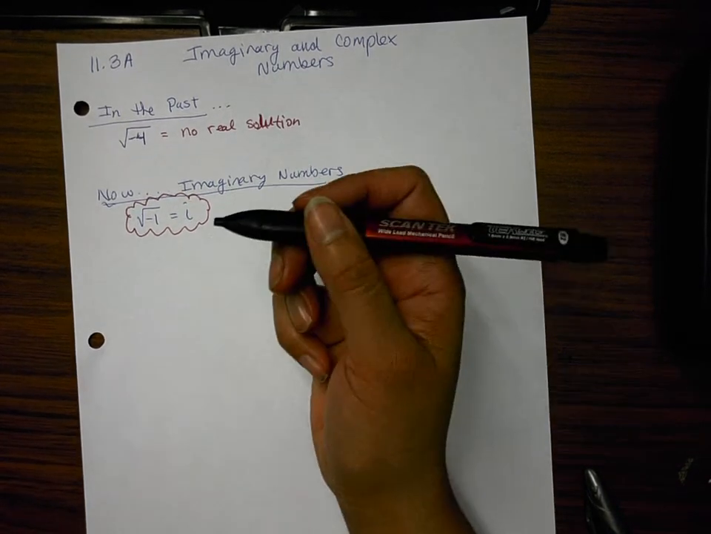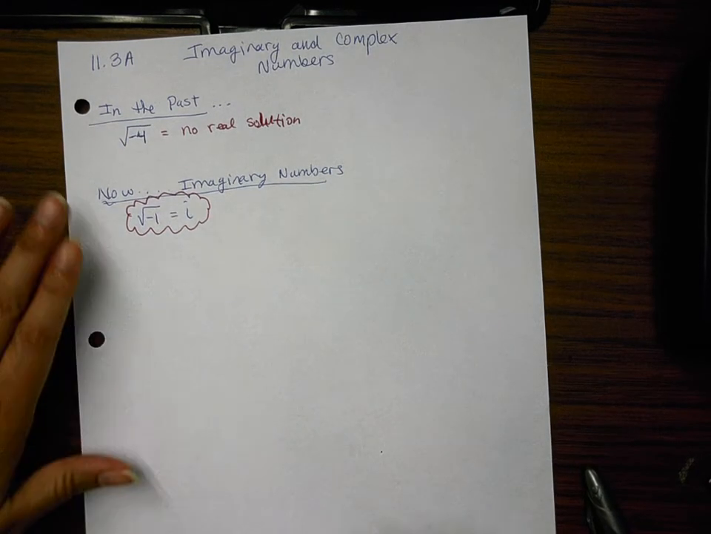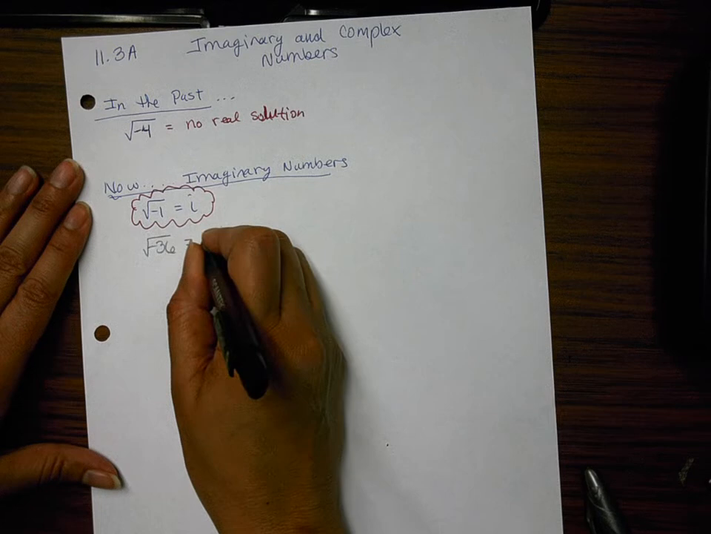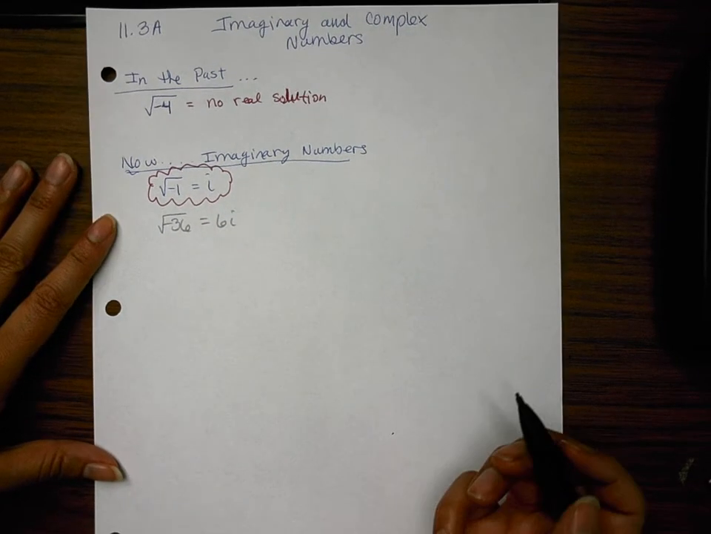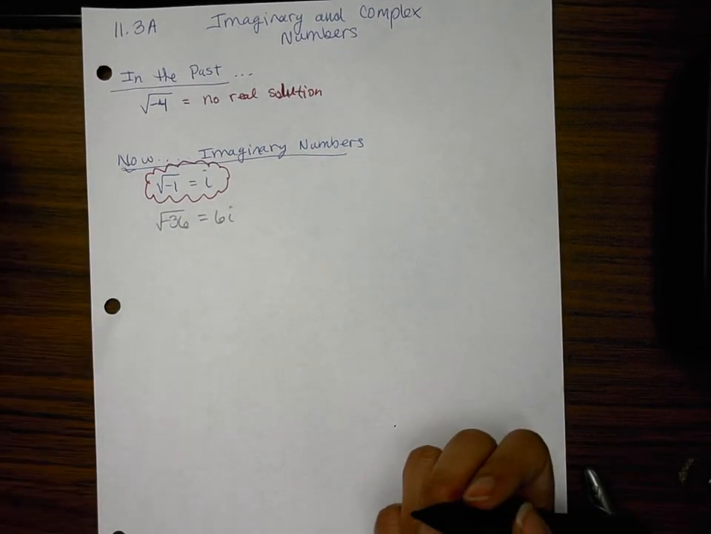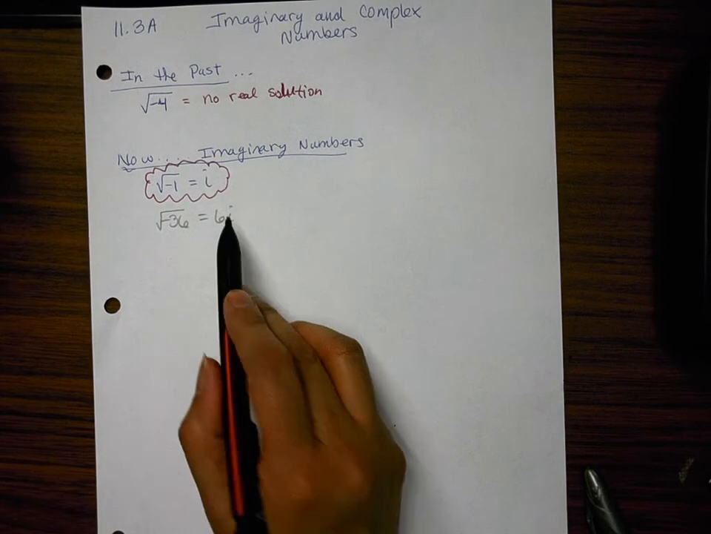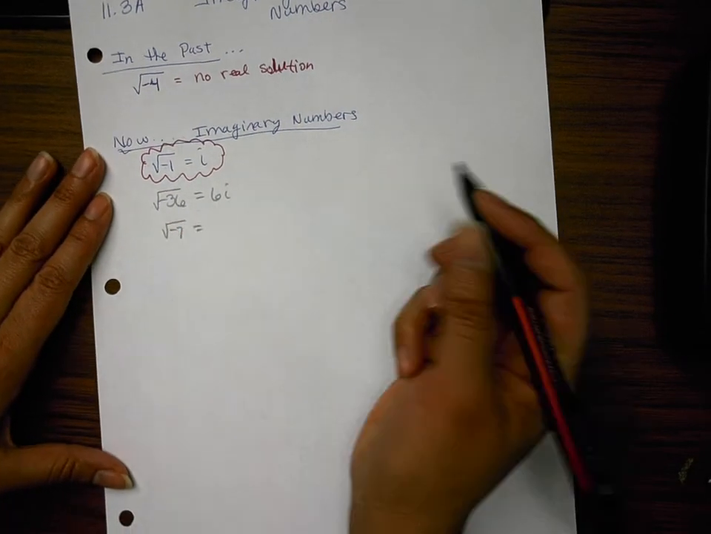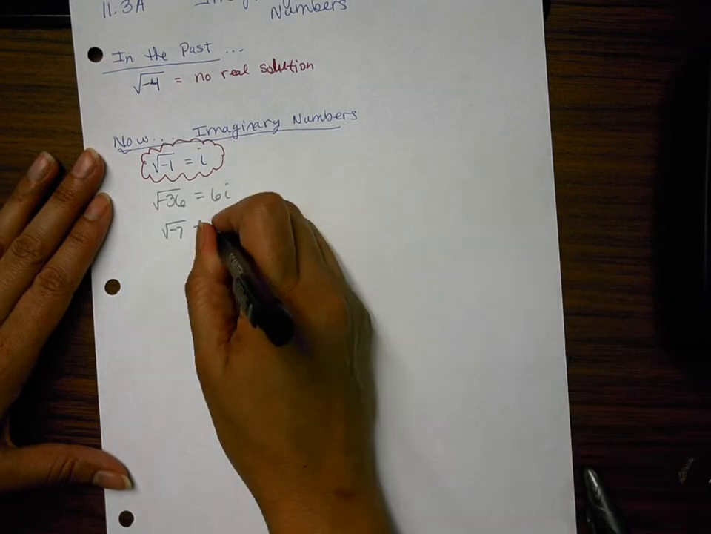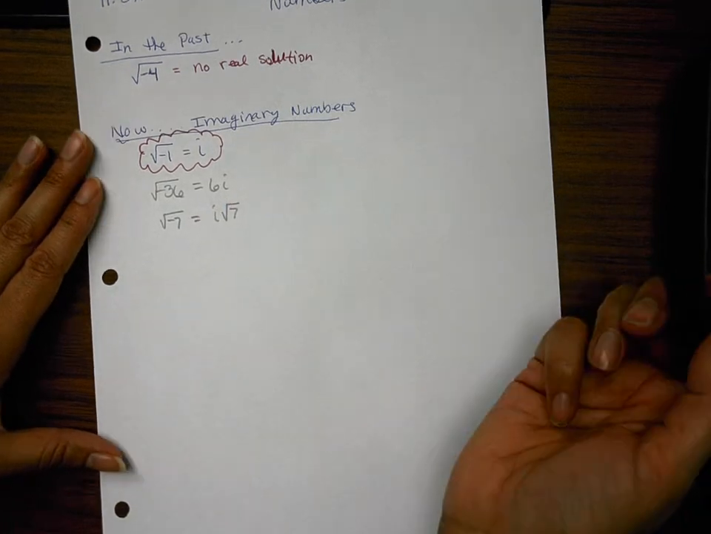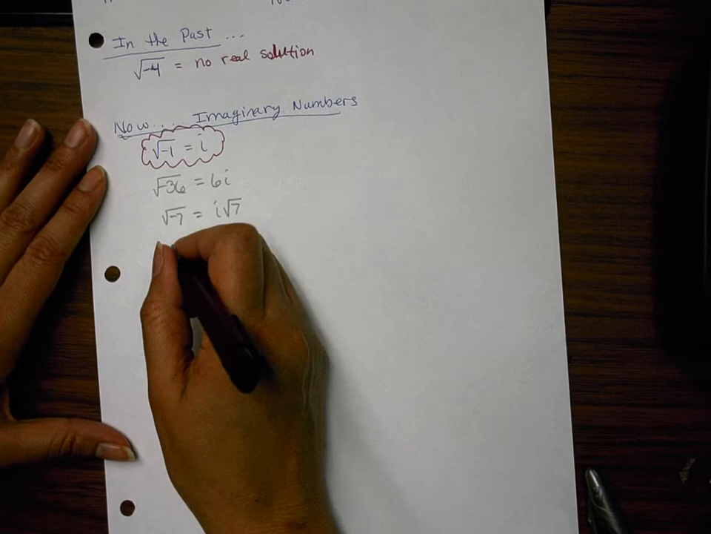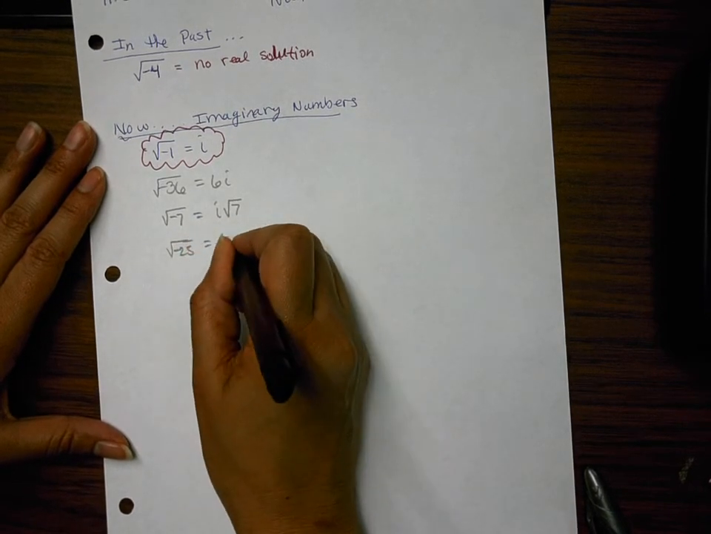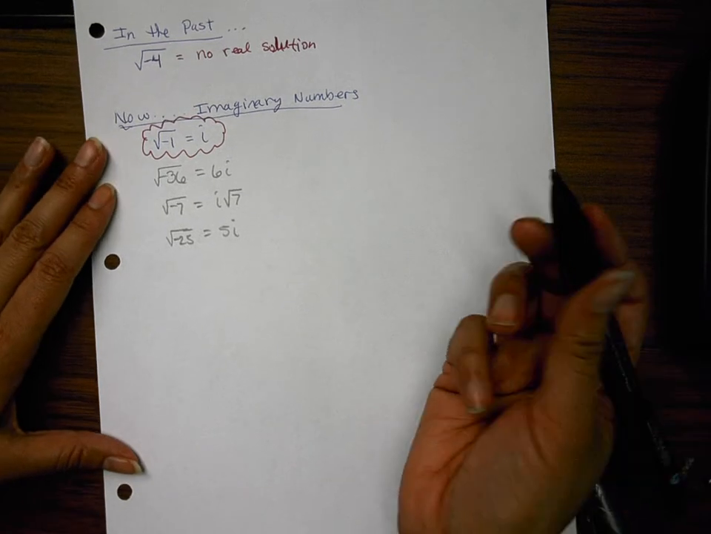There is a 1 there. We don't say it 1I, but it is a 1I. Okay, so that means the square root of -36 would equal 6I. Because 36 is a perfect square, square root of 36 is 6, the square root of -1 is I, so it's 6I. The square root of -7, since 7 is not a perfect square, the I comes out and the 7 stays in the radical, so I root 7. Square root of -25 would be 5I, because 25 is a perfect square.